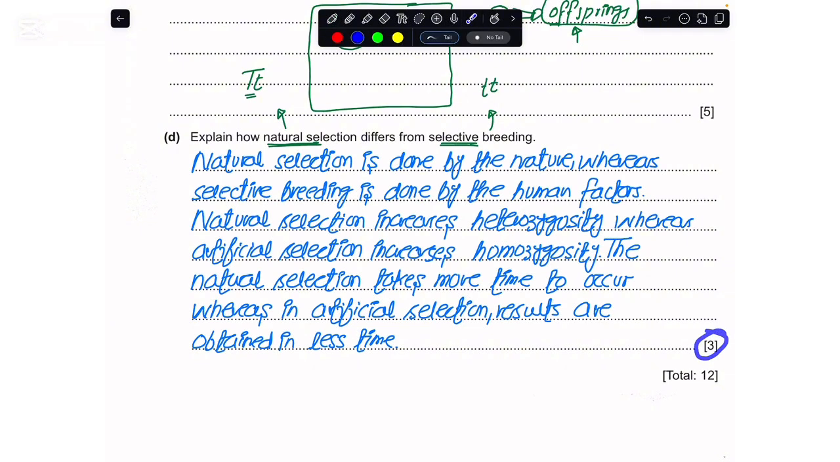So for 3 marks, how would you answer it? That natural selection is done by nature, but selective breeding is done by human factors. Natural selection increases the heterozygosity, where different alleles appear in combination. But when we are carrying out selective breeding, the homozygosity would increase. Further, we would say for the 3rd mark that natural selection takes a lot of time to be accomplished, even centuries. But whenever artificial selection has to be carried out, the desirable results would be obtained in less time.